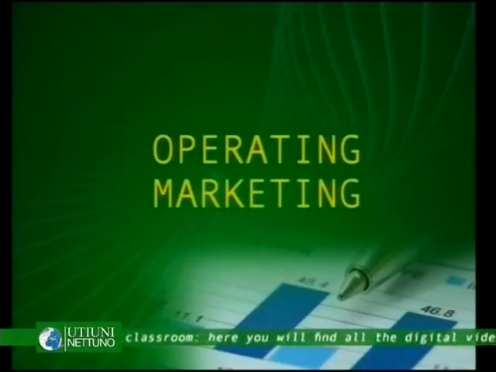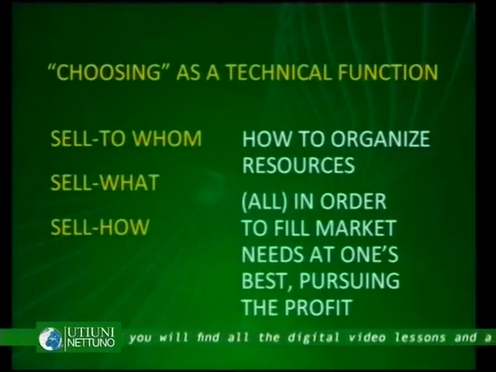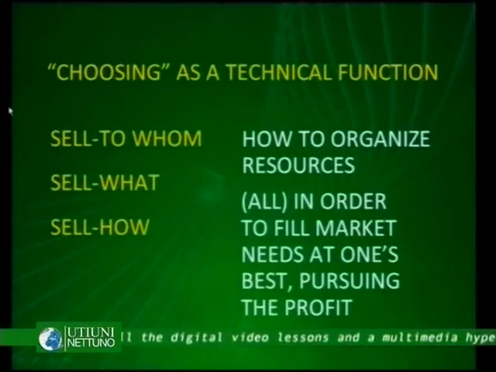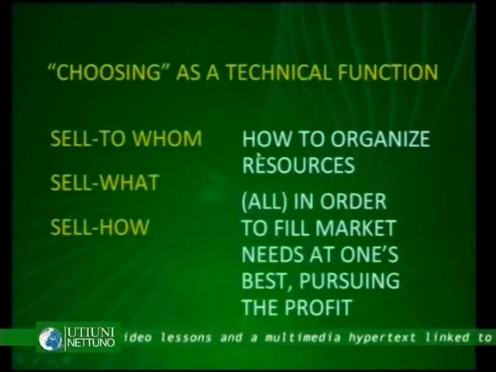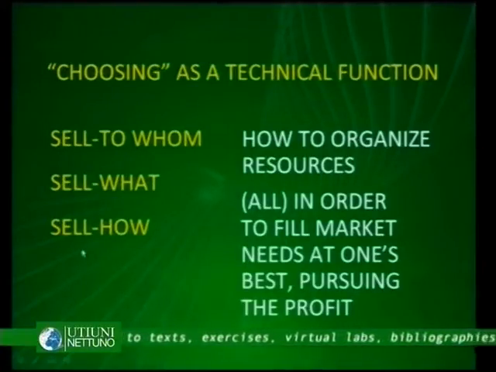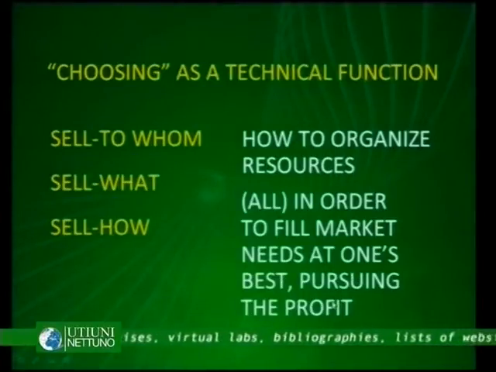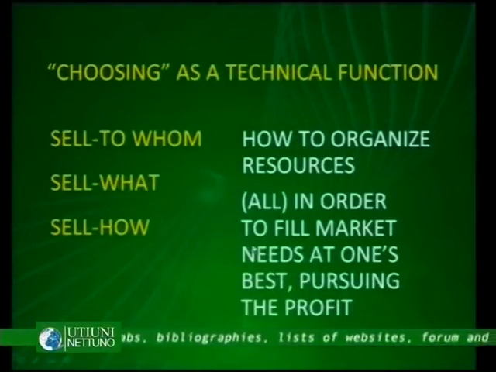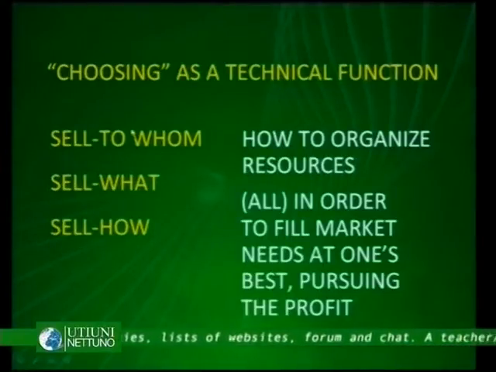Operating marketing. Choosing, as a technical function: sell to whom, how to organize resources, sell what, all in order to fill market needs at once. Sell how, best pursuing the profit. Now, I want to spend a few words on these three sentences: sell to whom, sell what, and sell how. This is the core business of the corporate relationship manager.